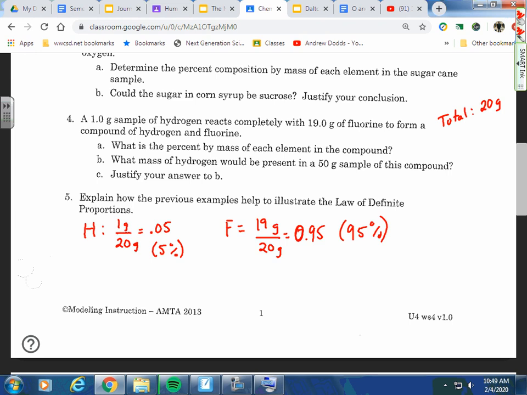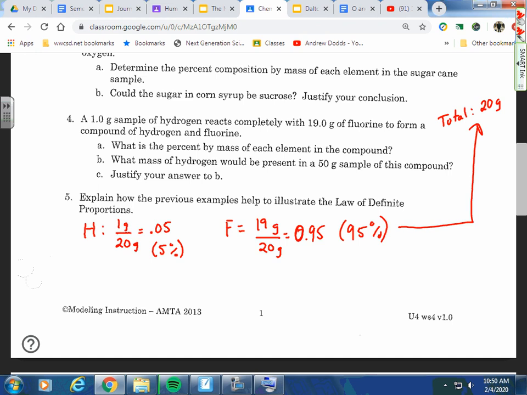Then B says, what mass of hydrogen would be present in a 50-gram sample of this compound? Like I was just saying, we just did these percentages if we had 20 grams. But what if I had 100 grams? What percent would be hydrogen? 5%. If I have 1,000,000 grams of this compound, what percent would be hydrogen? 5%. Always going to be the same. So if I have 50 grams, 5% of it is going to be hydrogen. We just have to figure out a way to find 5% of 50.